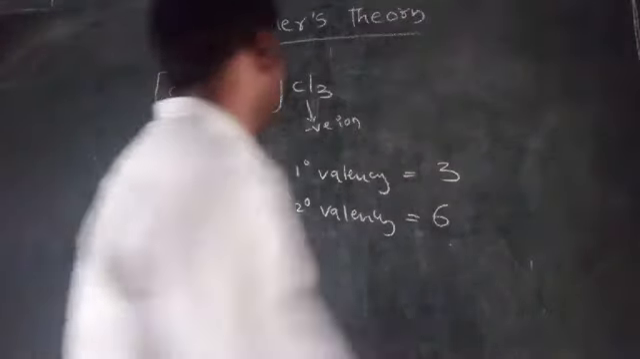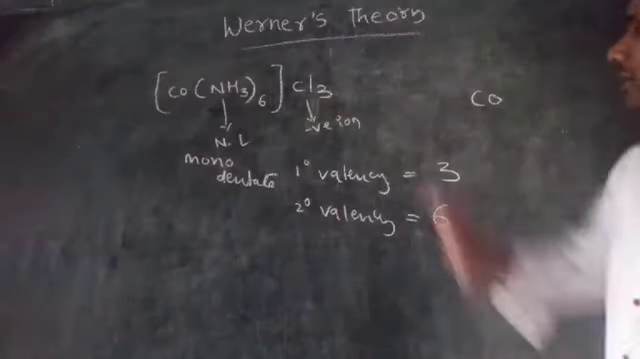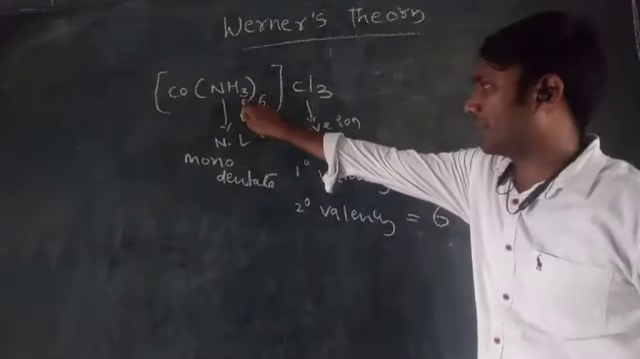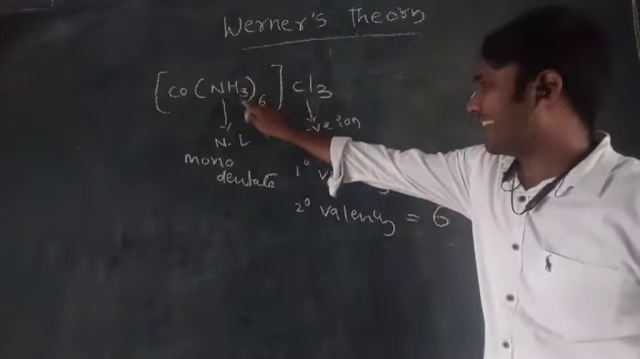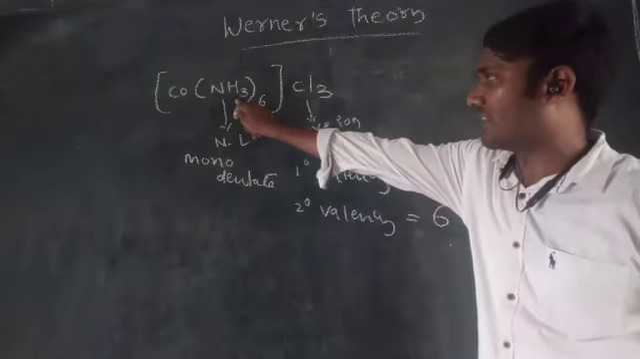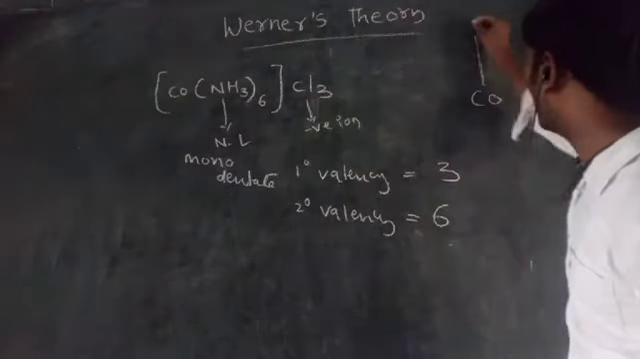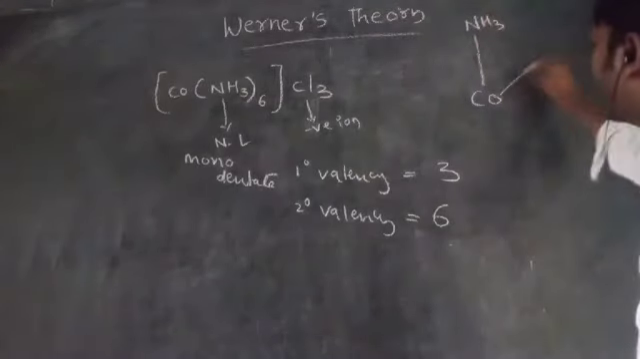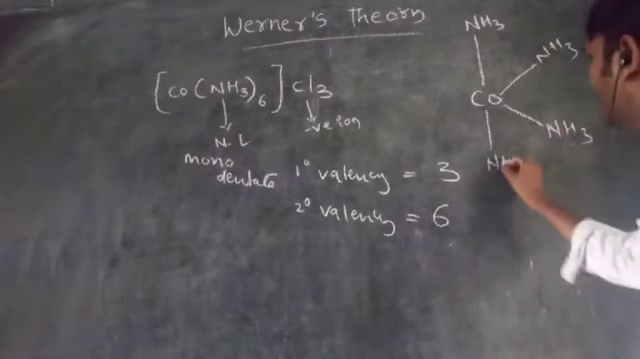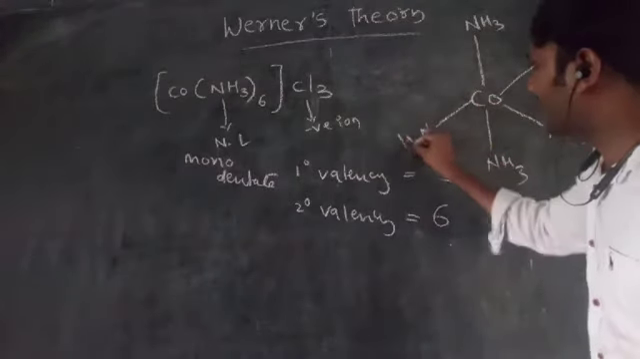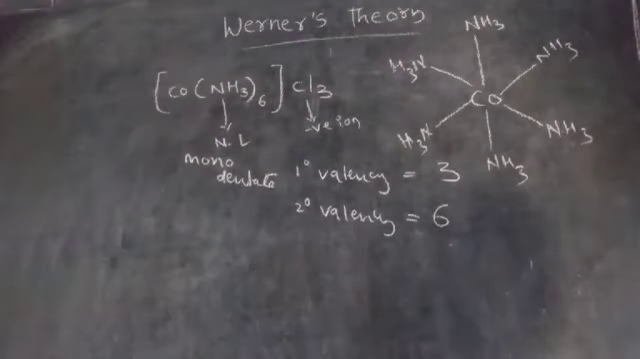Now I will explain. This is cobalt. Cobalt is the central metal atom, so I am writing cobalt here. Next, there are 6 ammonias. Ammonia is the ligand, and it represents the coordination number, the secondary valence. Secondary valence we generally show with a thick line. So how many ammonias are there? 6 ammonias. So the 6 ammonias we represent with thick lines: 1 and 2, next 3, 4, 5 and 6. These 6 ammonias we are representing around the central metal atom.